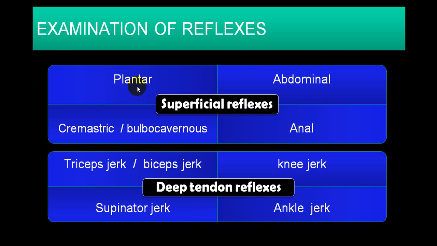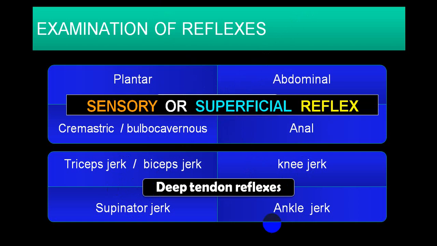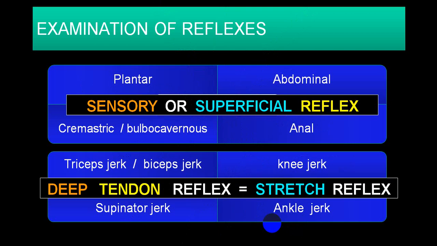So in superficial reflex, we'll be discussing abdominal reflex mainly, then cremasteric reflex. We'll be just giving an idea regarding bulbocavernosus, anal reflex and plantar reflex. While deep tendon reflex we'll be discussing in a separate video lecture. That will be triceps, biceps, supinator in the upper limb, and in the lower limb knee jerk and ankle jerk. So sensory or superficial reflexes and deep tendon reflexes are also called stretch reflexes.